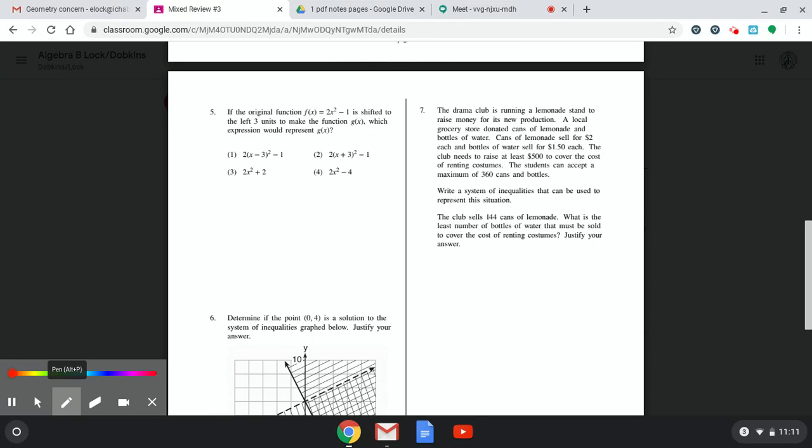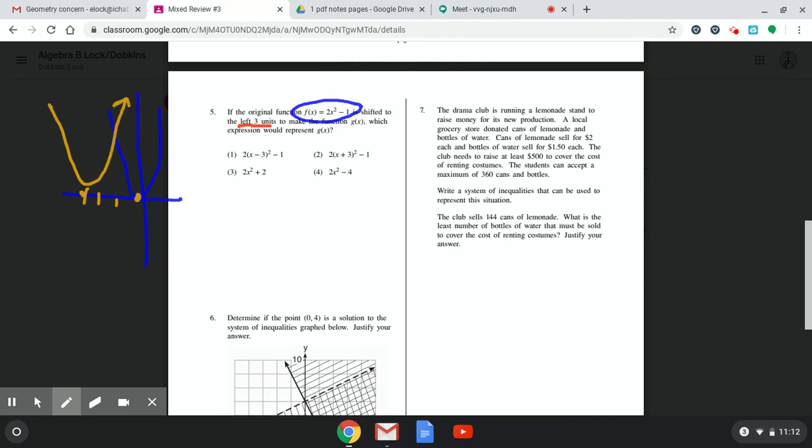If the original function f of x equals 2 times x squared minus 1 is shifted to the left 3 units. Okay. And do you remember what kind of function this is? We have linear functions, constant, quadratic, absolute value. Quadratic. It's quadratic. So the shape of that function will be some kind of U shape if we were in the coordinate plane. So if we want to move that U over to the left 3 units, so if we want to take the vertex and move it to the left 3 units, typically we could try to type into the calculator here for something like this.